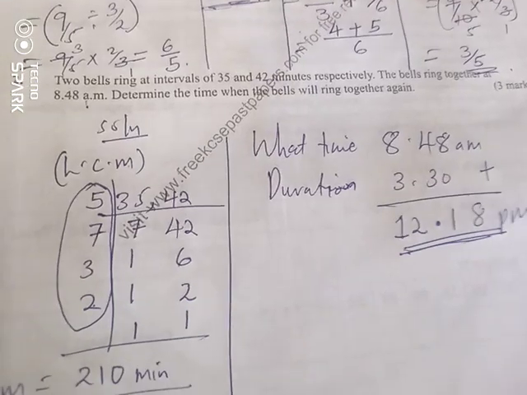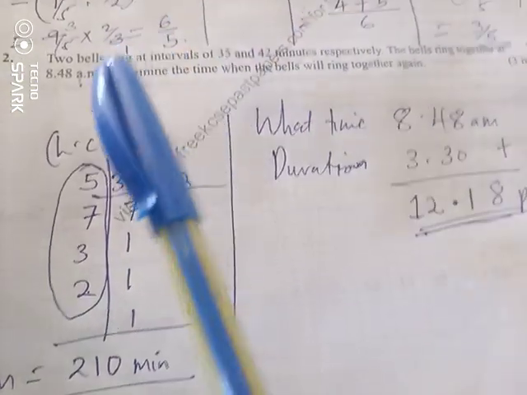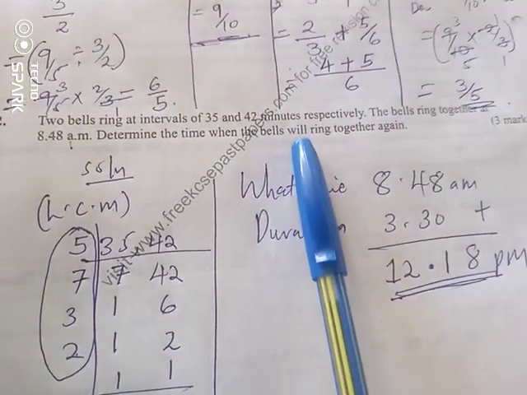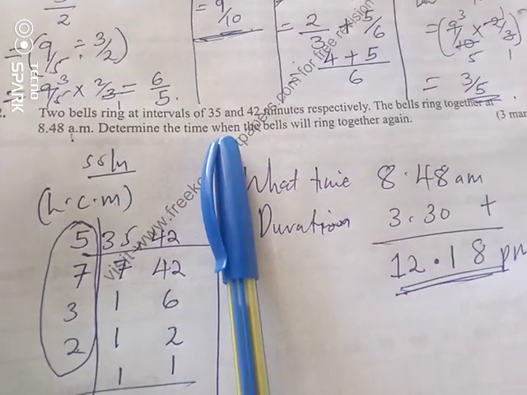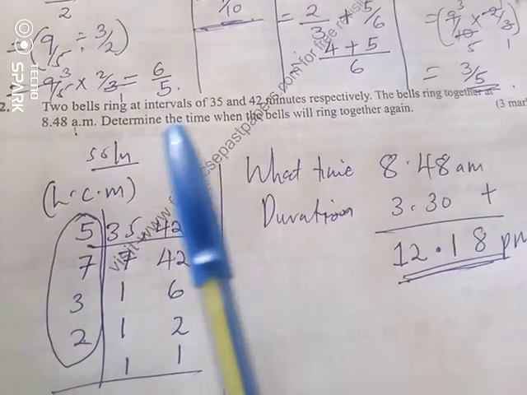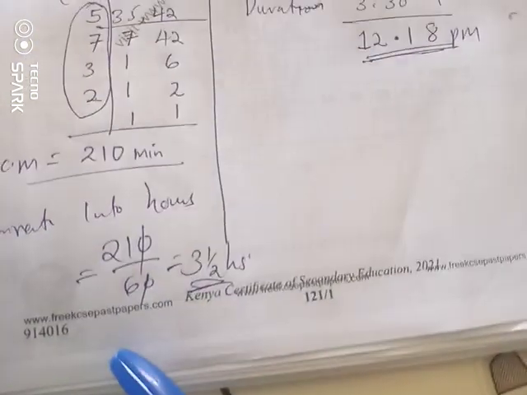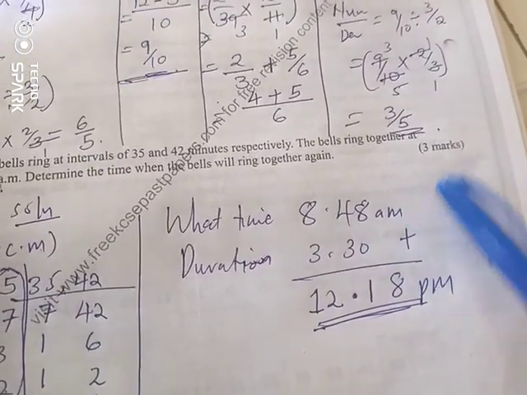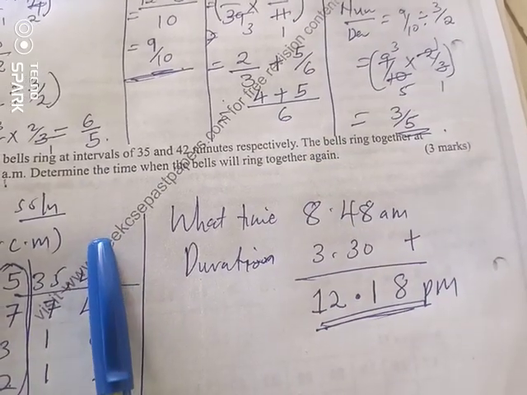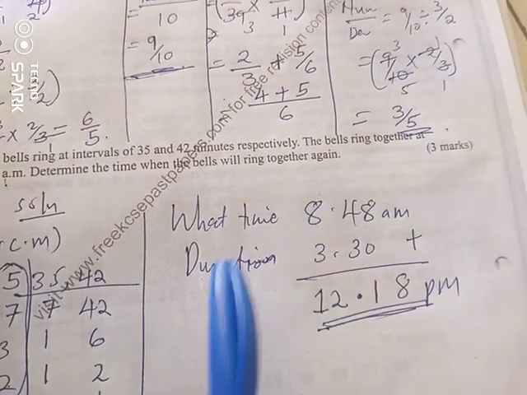These things are very easy. We can follow through. Just read the mind, or the objective of the examiner here, the expectation here. Then you are good to go. Get the LCM, convert into hours. Then now that they wanted the next time they will ring together again, it means we add. And there we shall be.